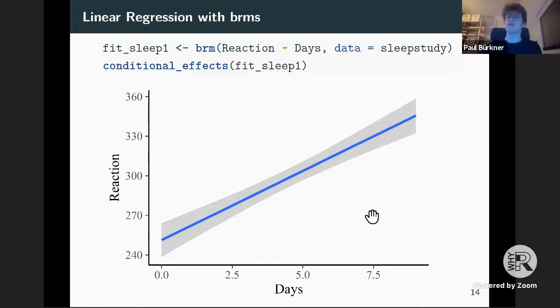But we didn't really take into account the structure of the data. That is, we didn't take into account that we had actually multiple observations per subject. So we need to have that data structure in the model in some way.